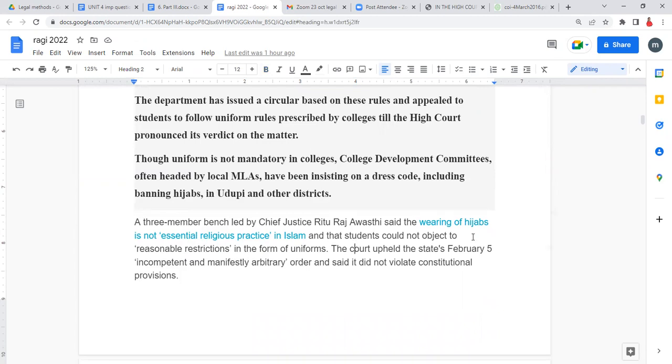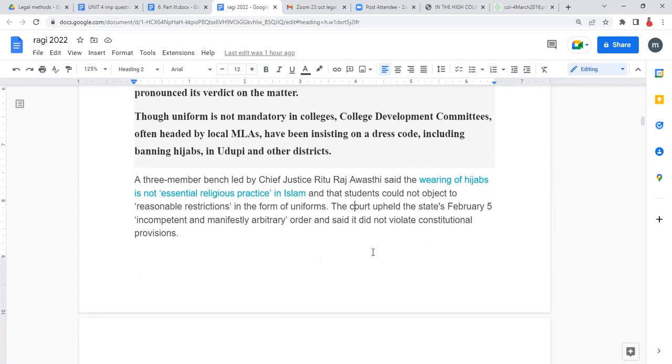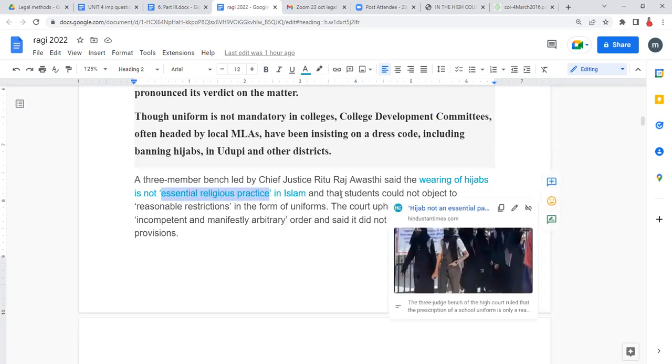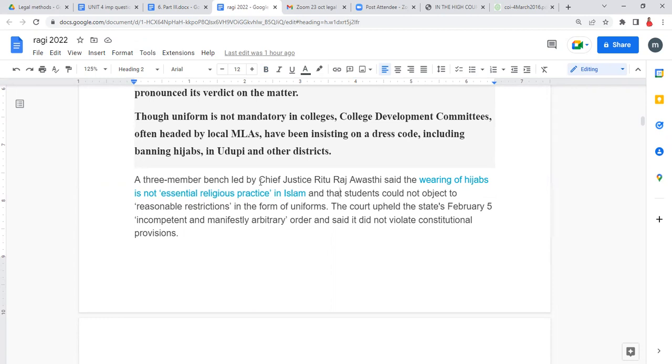This case was decided by the Karnataka High Court, and the High Court said that wearing hijab is not an essential religious practice in Islam. So this is very important. What is an essential religious practice?